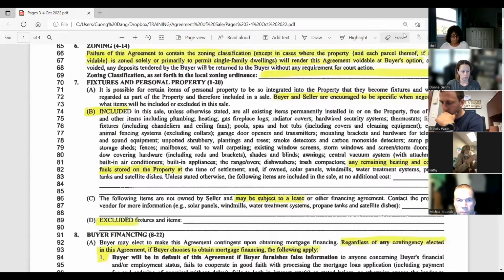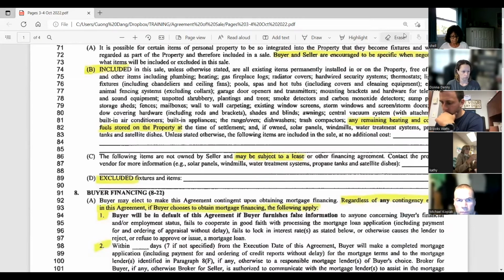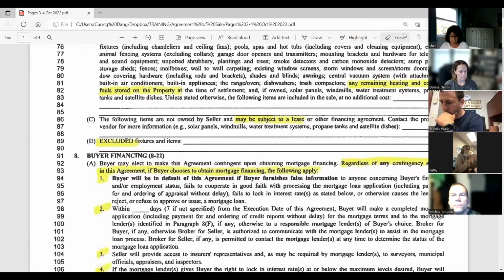Part C, the following items are not owned by the seller and may be subject to a lease. So we see things such as solar panels, water treatment systems, propane tanks. If it's a leased item, it should be in the disclosure first off, but if you see propane or oil tanks or anything like that, just ask. Okay.